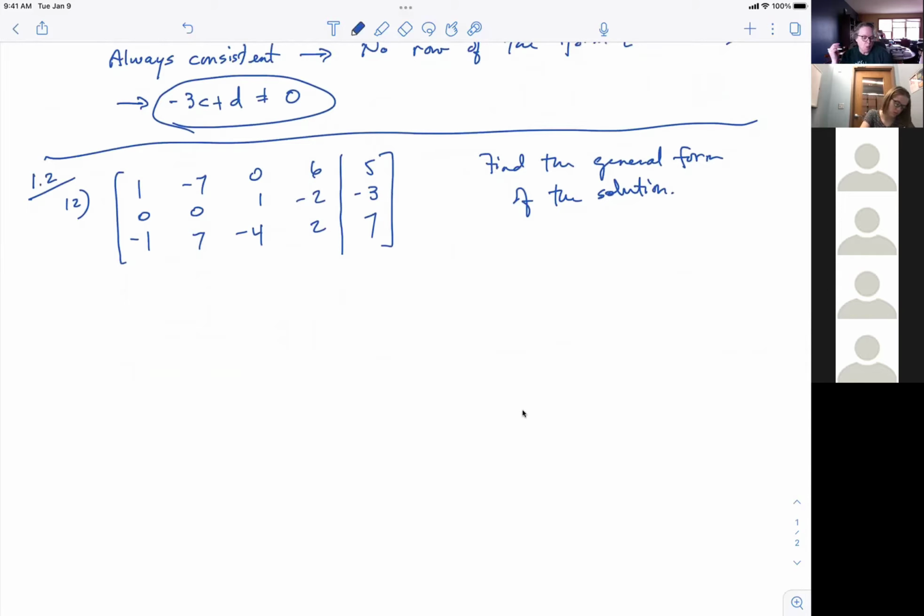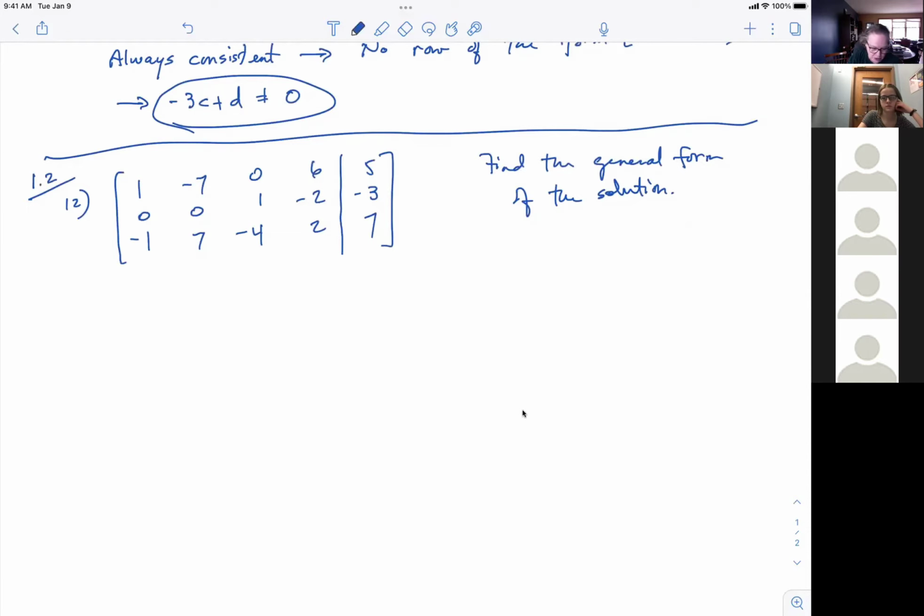So one thing that we can know right away just by looking at this problem is that since we've got more variables than we have equations, if the system is consistent, it's going to have an infinite number of solutions. But to figure that out, we have to do some row operations, put this matrix in echelon form. So let's work through that.